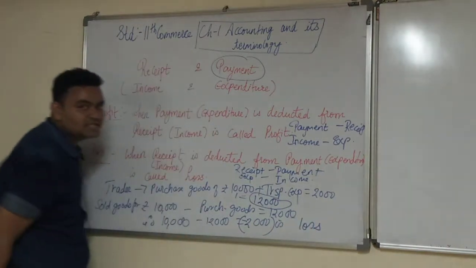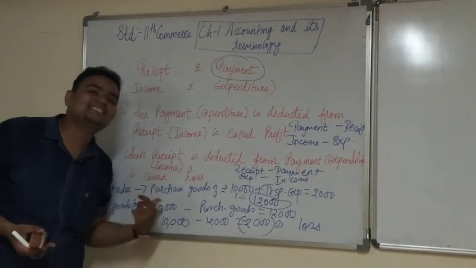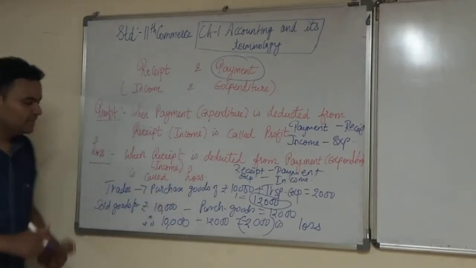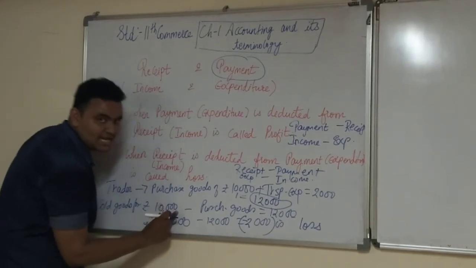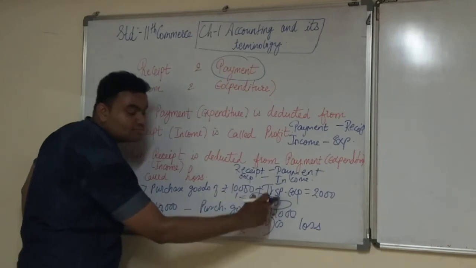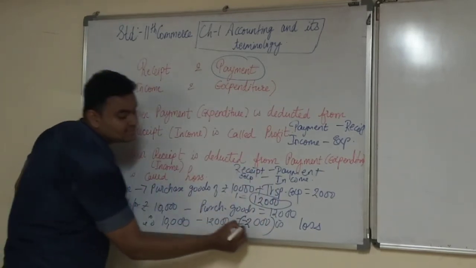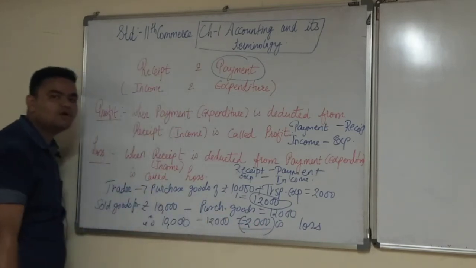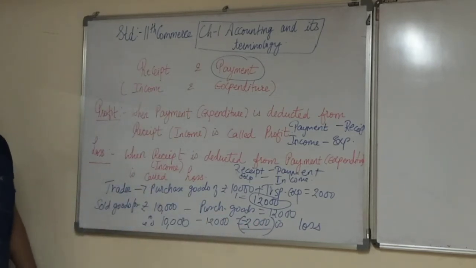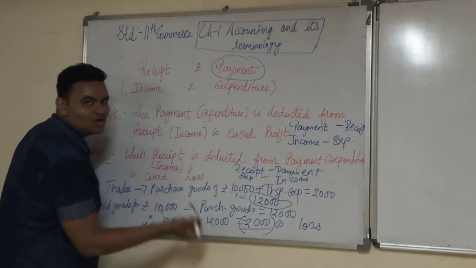Have you understood, my dear students? That will be considered as a loss. Why? Because he is selling the goods for less than the purchase price. The purchase price is 12,000, but he is selling for rupees 10,000. That means he has incurred a loss of rupees 2,000. So that is called a loss. This is the difference between a profit and a loss.